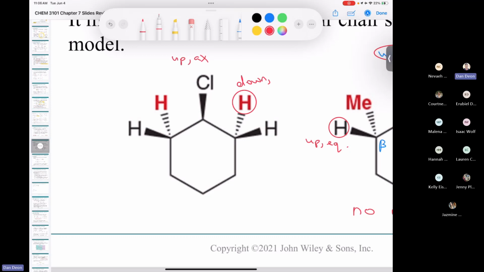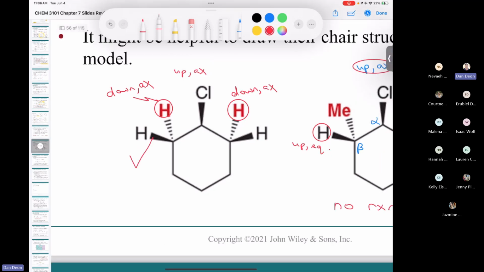If the chlorine is up and axial, that means that the neighboring proton, exactly, is down and axial. And that means that this proton is down and axial. So that means in this case, we will get a reaction. We can have an elimination.